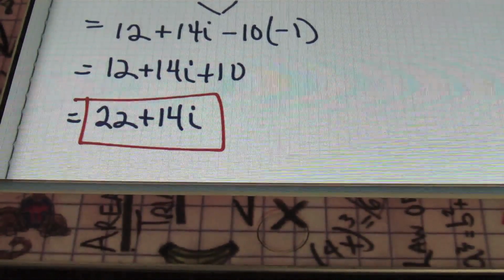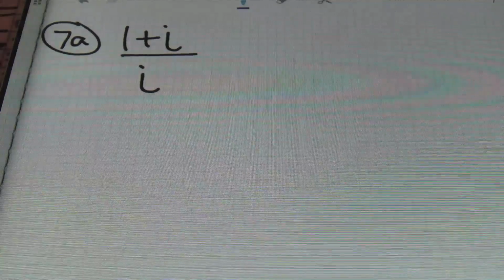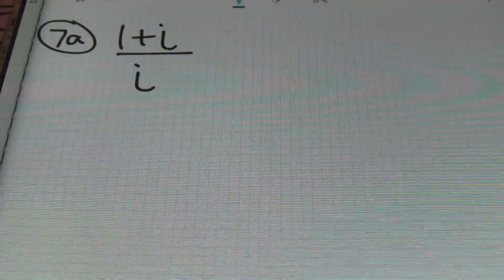Just like that, ladies and gentlemen. Just like that. Let's move on. 7a is in the house, ladies and gentlemen. 7a. With problem 7a, I have 1 plus i divided by i.